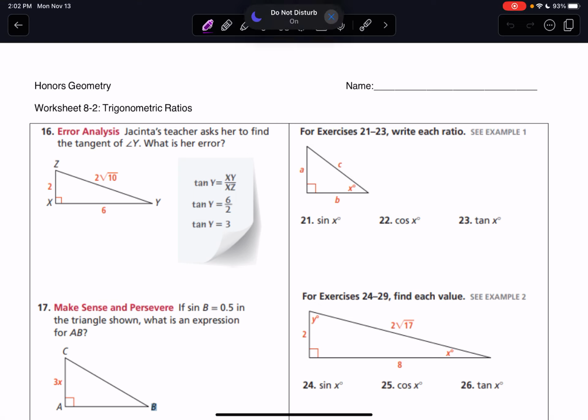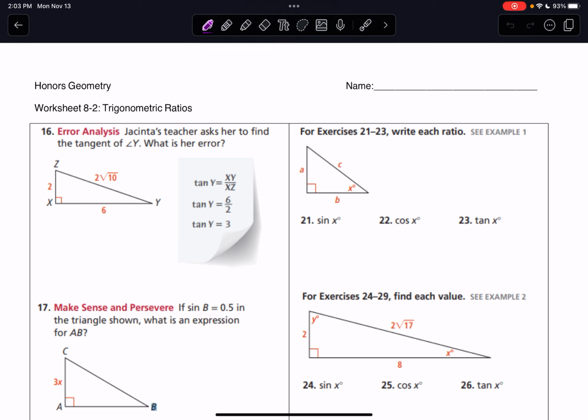Hello everybody, it is time to take a look at 8-2, which is the section that introduces trigonometry to us. For this first question, Jacinta's teacher asks her to find the tangent of angle y.